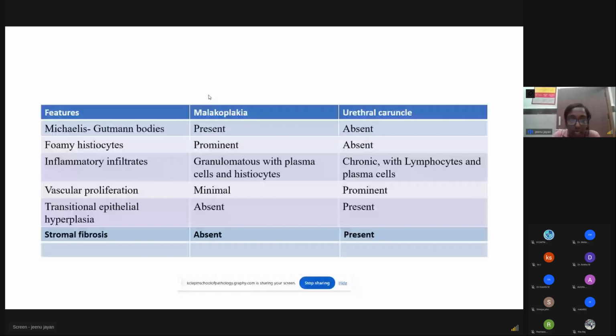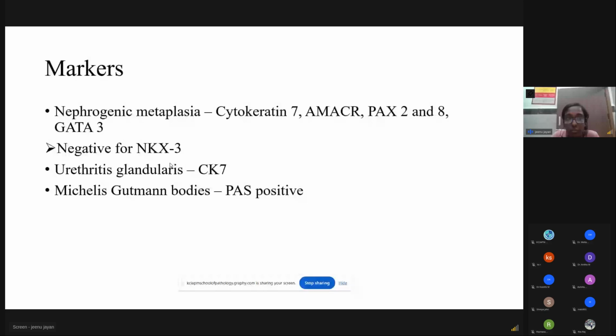In a urethral caruncle, vascular proliferation is prominent, along with transitional epithelial hyperplasia with stromal fibrosis. Markers for nephrogenic metaplasia: cytokeratin 7, AMACR, PAX2 and PAX8, and GATA3 are positive, and it is negative for NKX3.1. Urethritis glandularis or urethritis cystica is positive for CK7. And the Michaelis-Gutmann body is positive for PAS. Thank you.